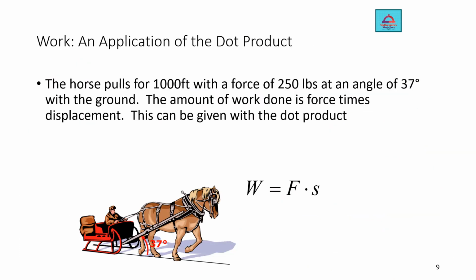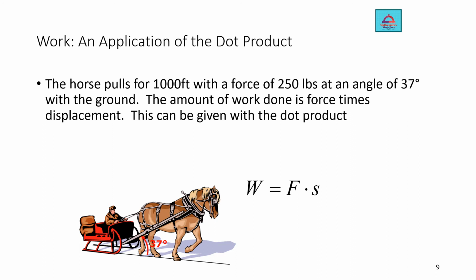Moving on, let's go on to the second learning objective for today, which is an important application of the dot product, which is work. So let me read out a problem for you to make it easy to understand how work is an application and how you can calculate work using the dot product. So the horse pulls 1,000 feet with a force of 250 lbs at an angle of 37 with the ground, as you can see in the picture.